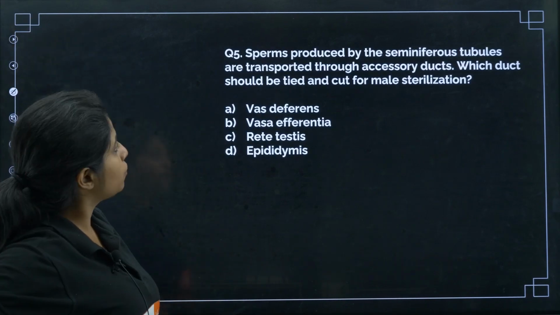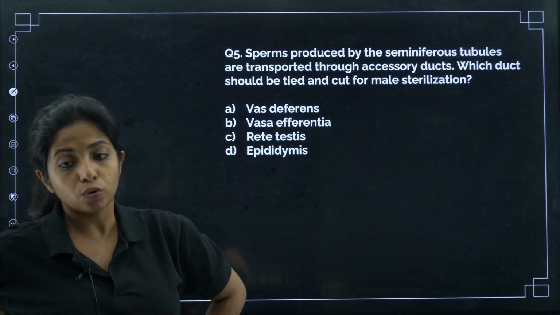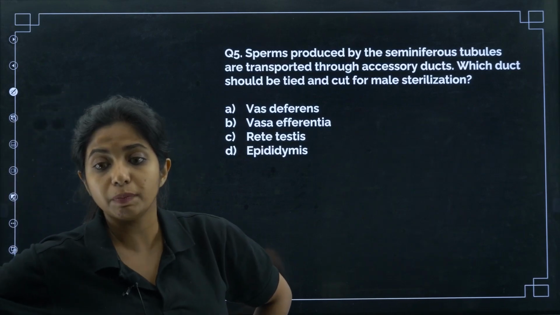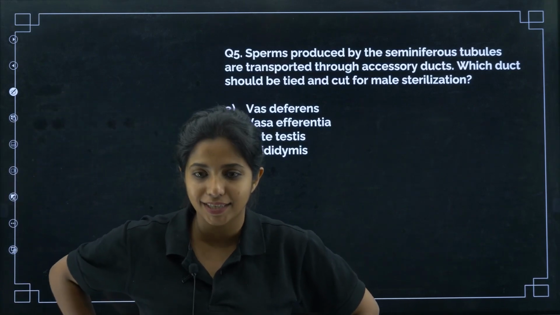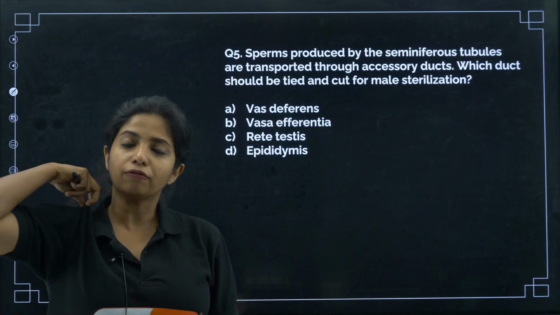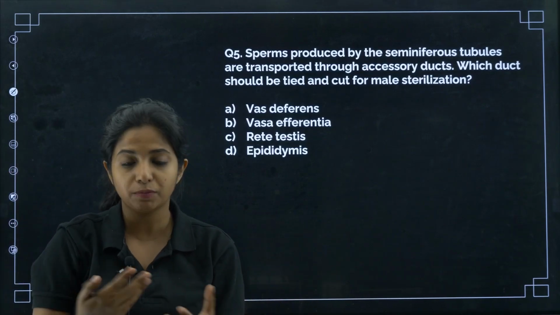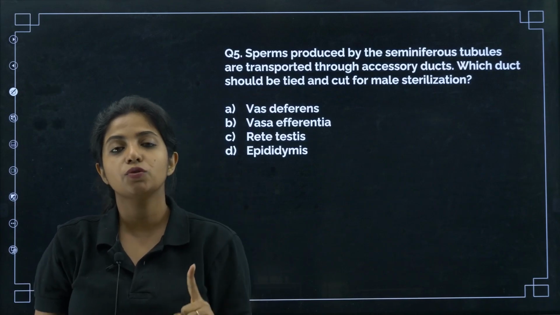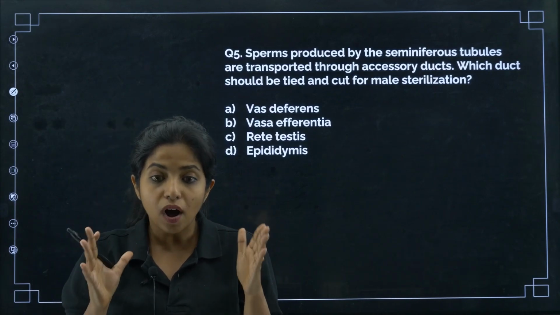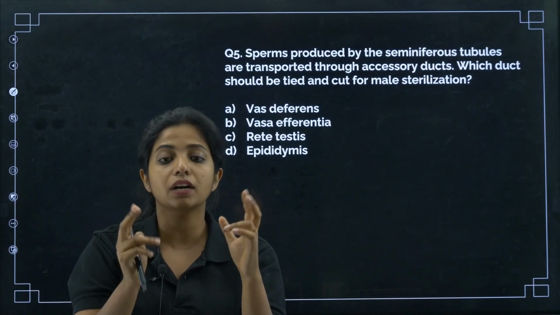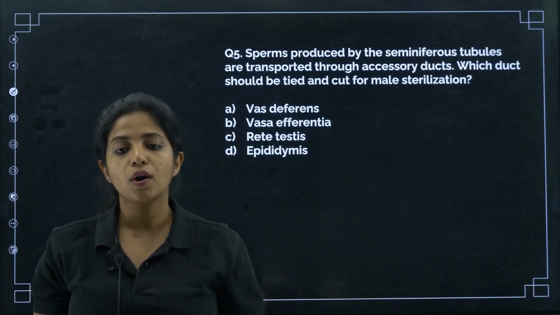Sperms produced by the seminiferous tubules are transported through accessory ducts. Which duct should be tied and cut for male sterilization? That means if someone is not looking for a baby, okay, so they have to opt for contraceptive methods. Now there is one method that is known as surgical method, where you are going to cut the duct which would be transporting either sperm or ovum.